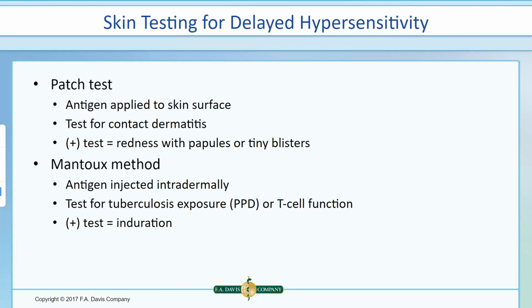Skin testing for delayed hypersensitivity. There's a patch test. The antigen is applied to the skin surface, and it's a test for contact dermatitis. A positive test would be redness with papules or tiny blisters. The Mantoux method is where the antigen is injected intradermally. It tests for tuberculosis exposure, PPD, or T cell function. A positive test would be induration.